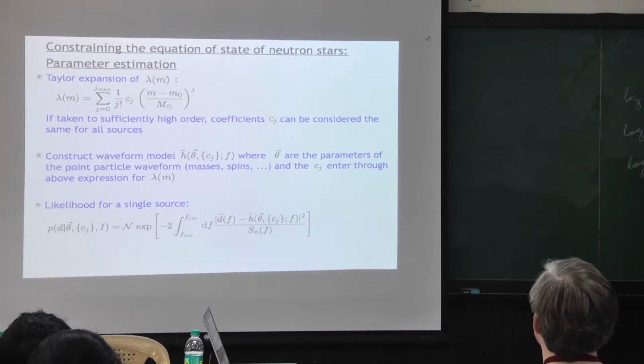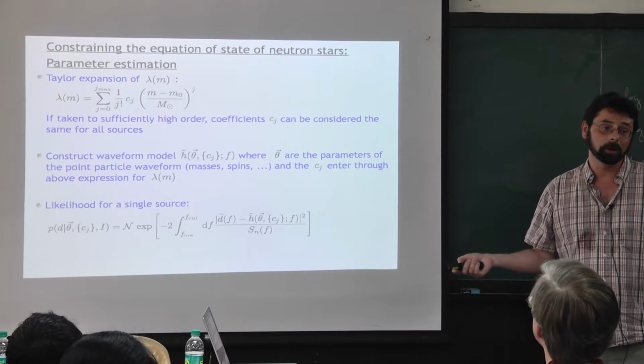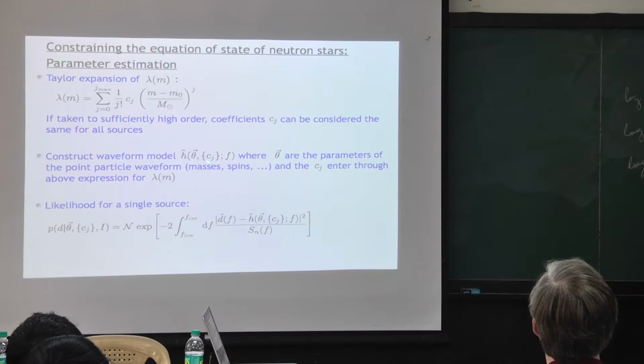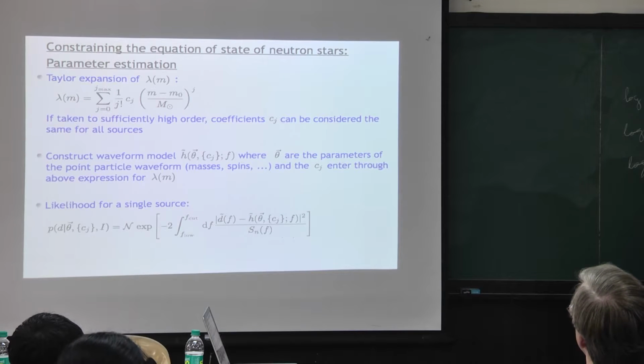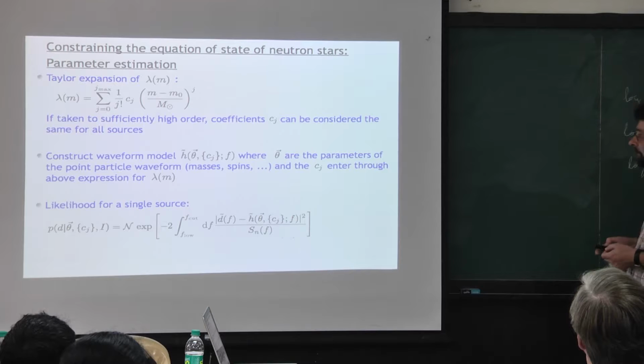Okay. So now we need to construct a waveform model again, of course, and the waveform model will now have this dependence on parameters. So the theta vector here is all the parameters you would have in any case in the point particle model. And the C parameters are simply the coefficients in this truncated Taylor expansion. Okay? So what we had previously in the case of model selection, we didn't have any extra parameters, only the point particle parameters, because for a given equation of state, you have a given lambda of m that you put in the waveform. So there are no extra parameters. Here there are, however.